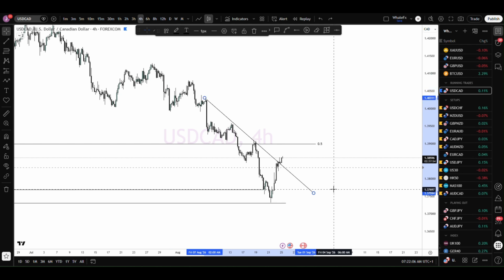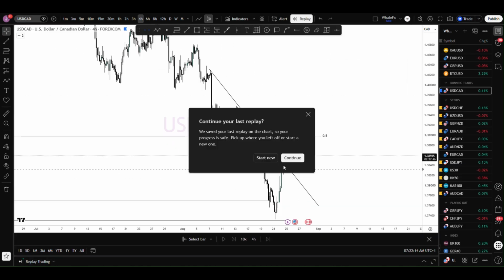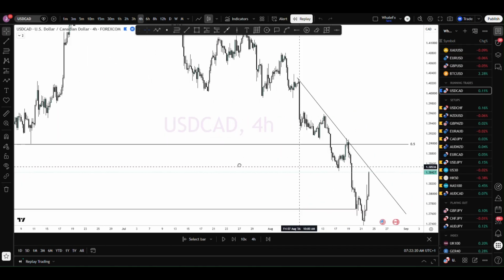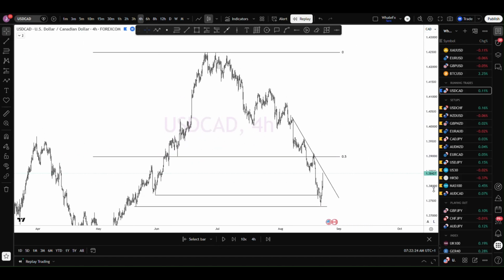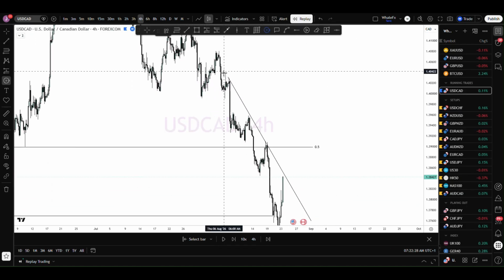Yeah, it wasn't. Let's go back. Yeah, so this is what we have. So having seen this, let's use a replay tool. Cut it here. Boom. All right, so having seen this, notice now that each time the market came down into this trend line, there was a reaction.